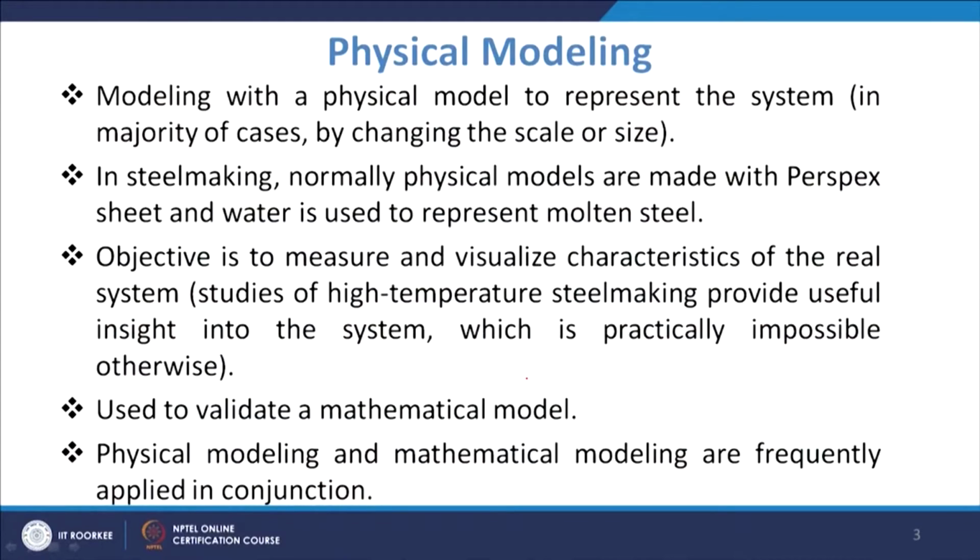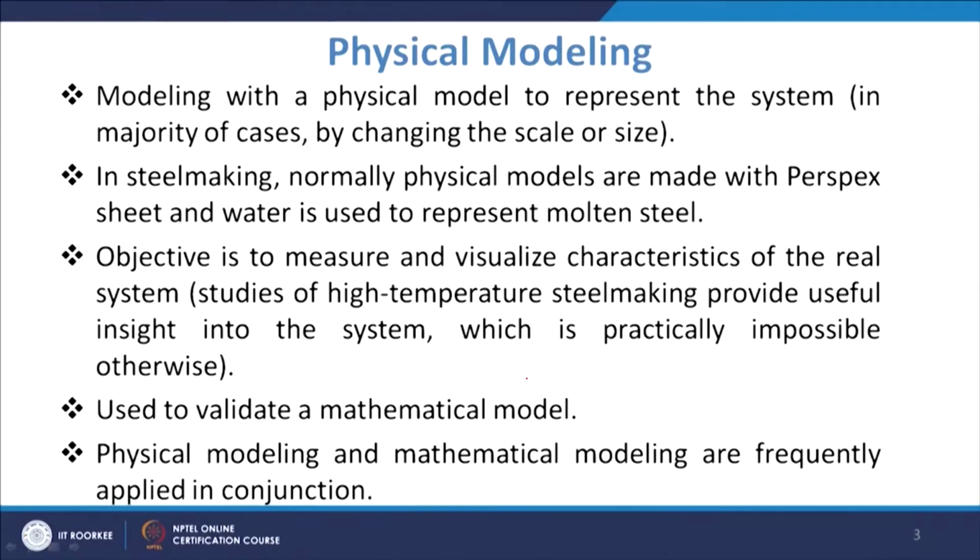So, the objective is to measure and visualize characteristics of the real system. Studies of high temperature steel making provide useful insight into the system, which is impossible otherwise, because you cannot have the visualization on the actual system where the steel is flowing, because of the very high temperature, and also it is not transparent. So, what is happening when any kind of diffusion is taking place, or any kind of alloying elements go into it, or there are inclusions, how they are going to float, or in which zone the steel is still showing stagnation.